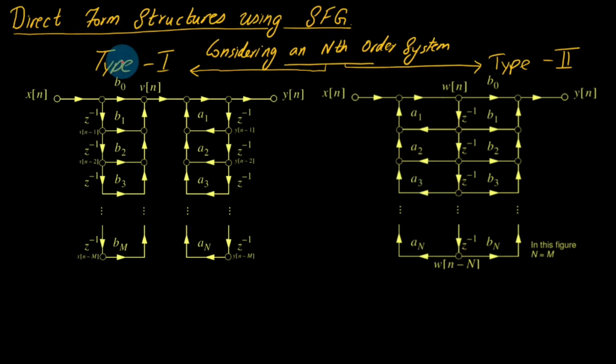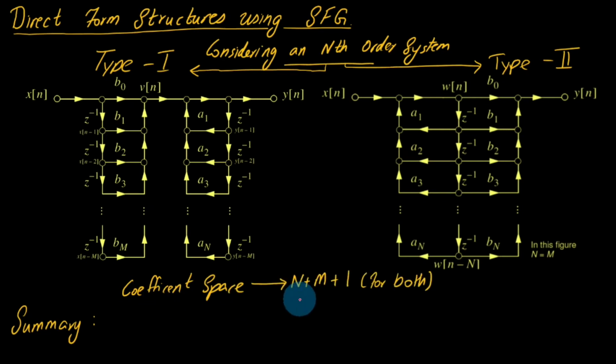Now that we have type 1 and type 2 systems, let us summarize the two systems in terms of some parameters that include coefficient space, and the coefficient space for both cases is n plus m plus 1. What is this? You can observe that the coefficients over here for zeros in both cases start from 0 to m. This would yield m plus 1, whereas for poles it starts from 1 and goes up till n. So that n is coming over here. So overall the coefficient space is n plus m plus 1 for both over here and over here.